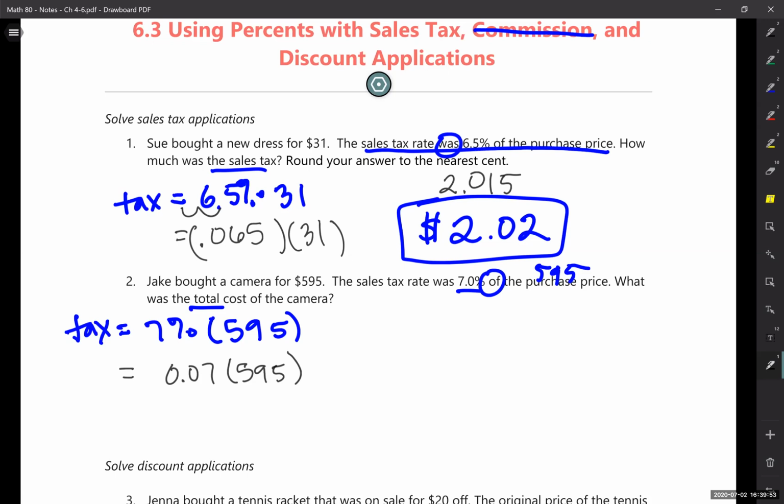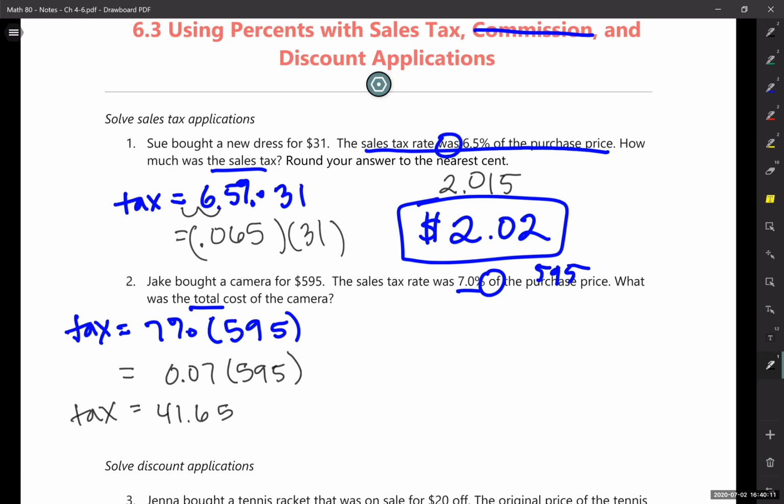So 7% times $595 is $41.65. So that's my tax. That's not the answer though, so I don't have a box around it, but that is to the nearest cent, so that's a good place to start.